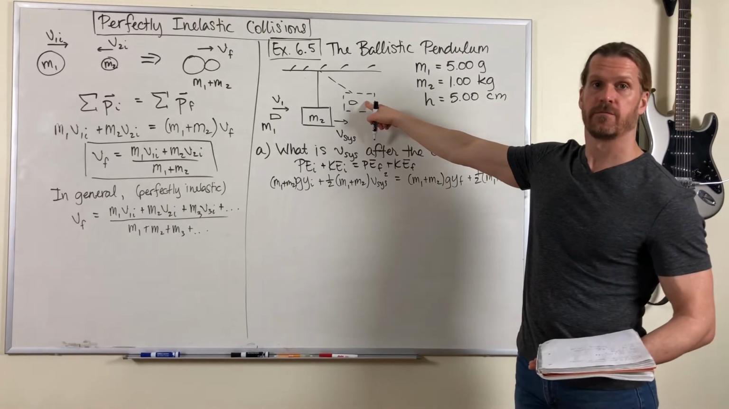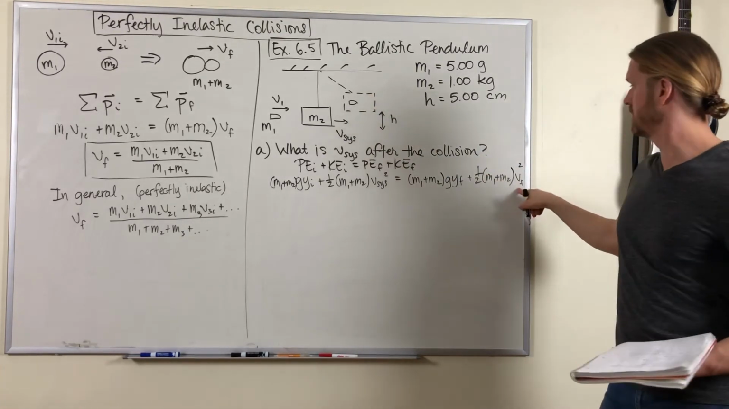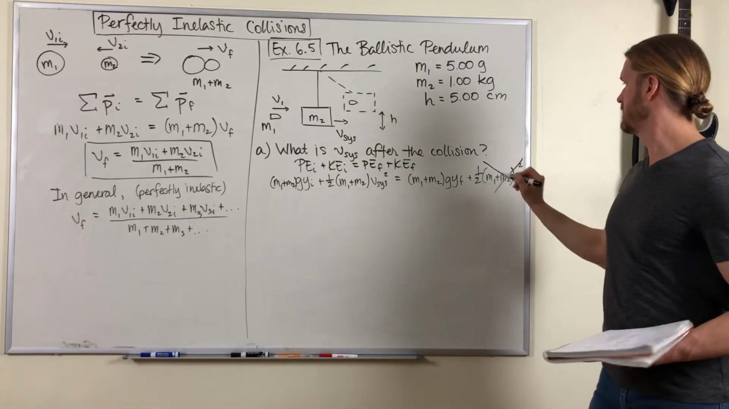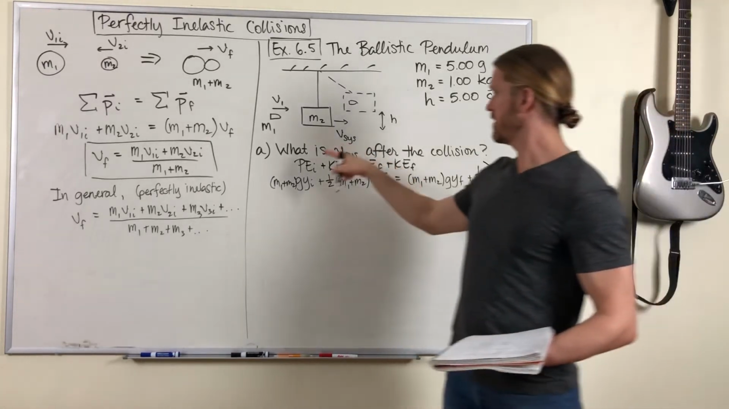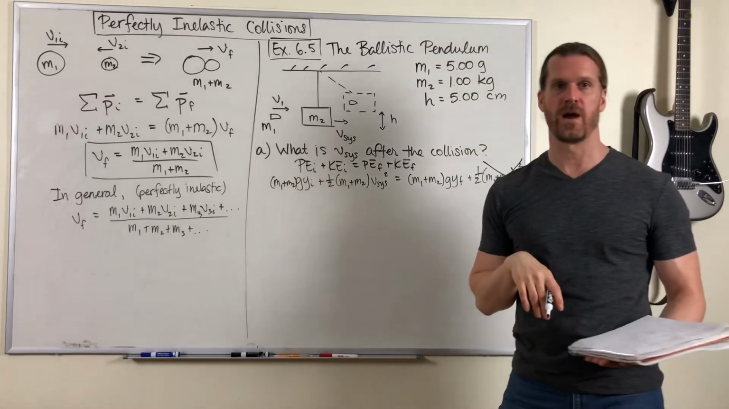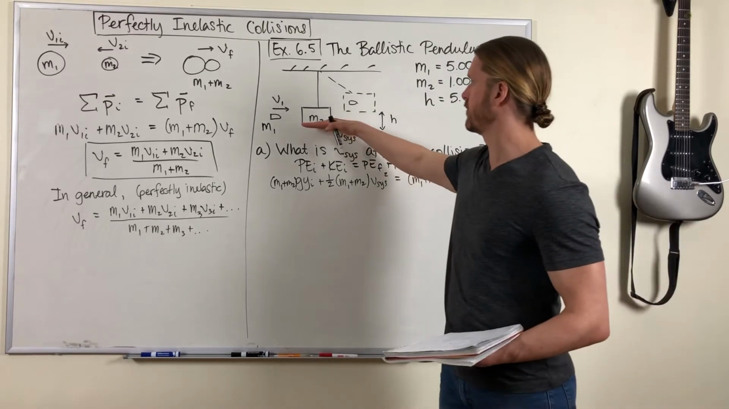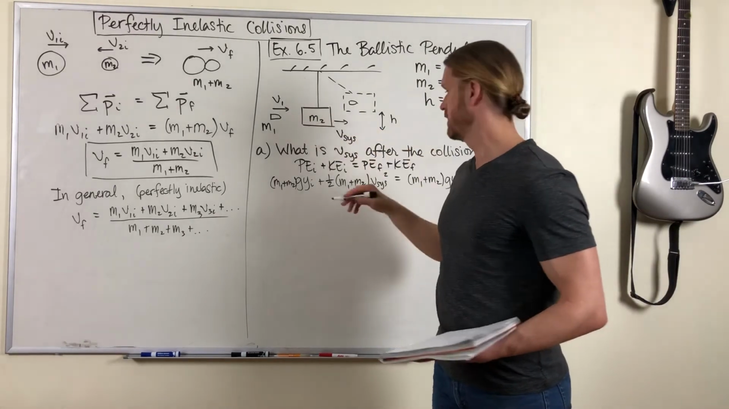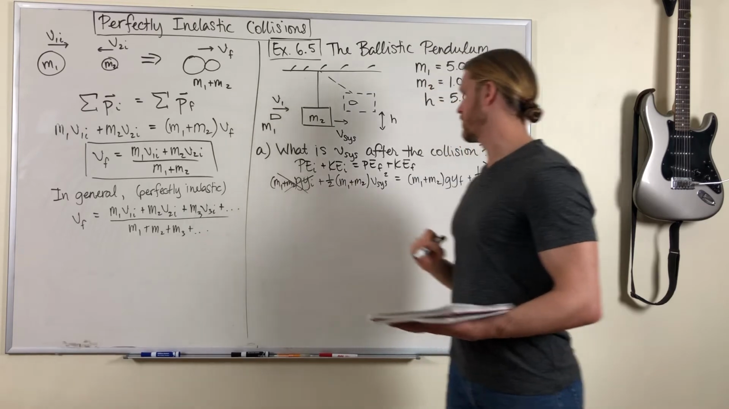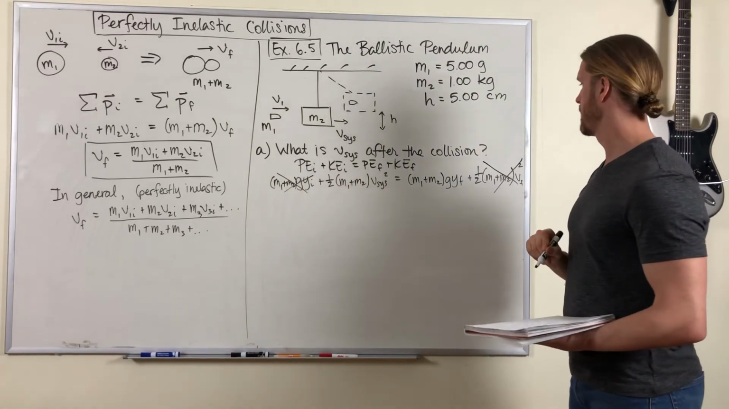Now in this final state, there's no kinetic energy. It's come to a stop. And we might as well say that y initial is 0. We might as well measure height relative to the bottom position of that block. So we can cross that out.